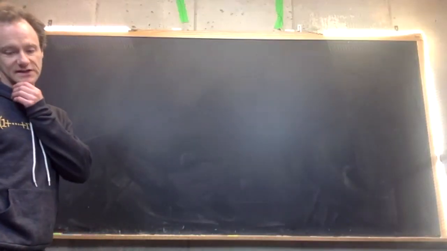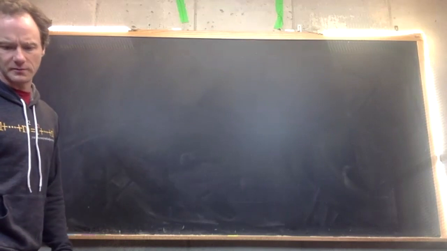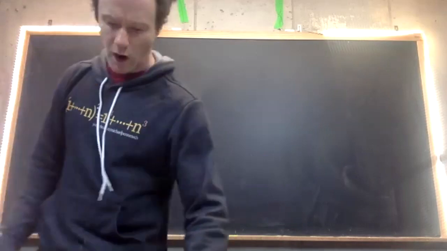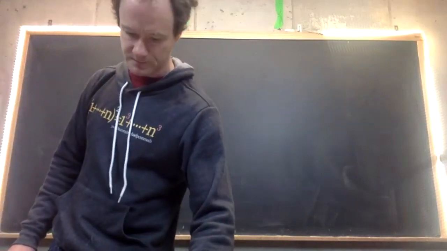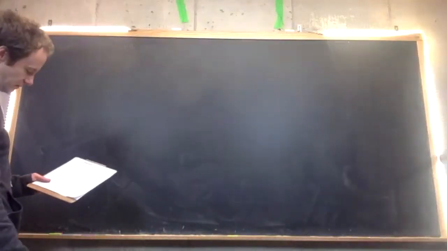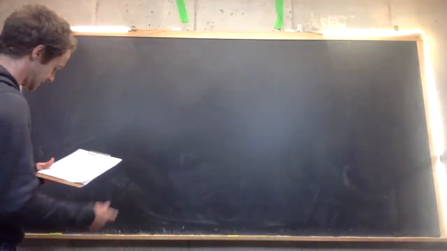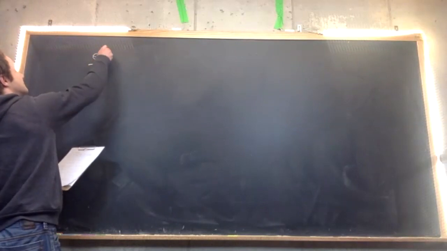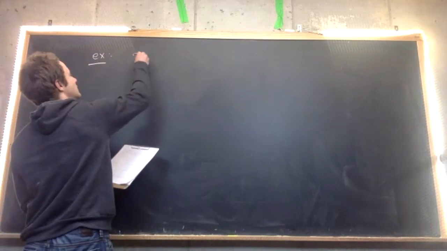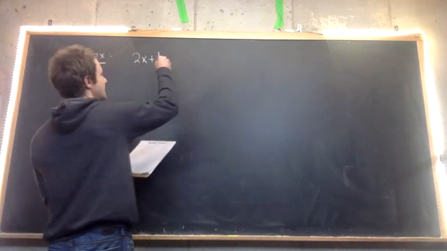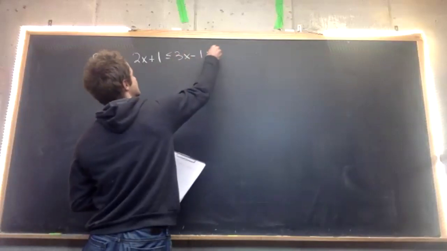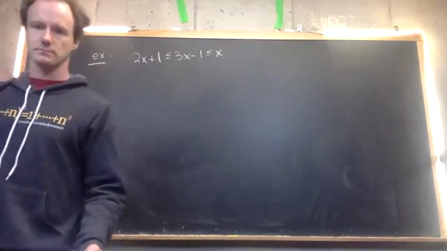Okay, so let's go ahead and do maybe one example, and then I'll have you guys try some. Okay, so let's say we have 2x plus 1 is less than or equal to 3x minus 1, which is less than or equal to x.